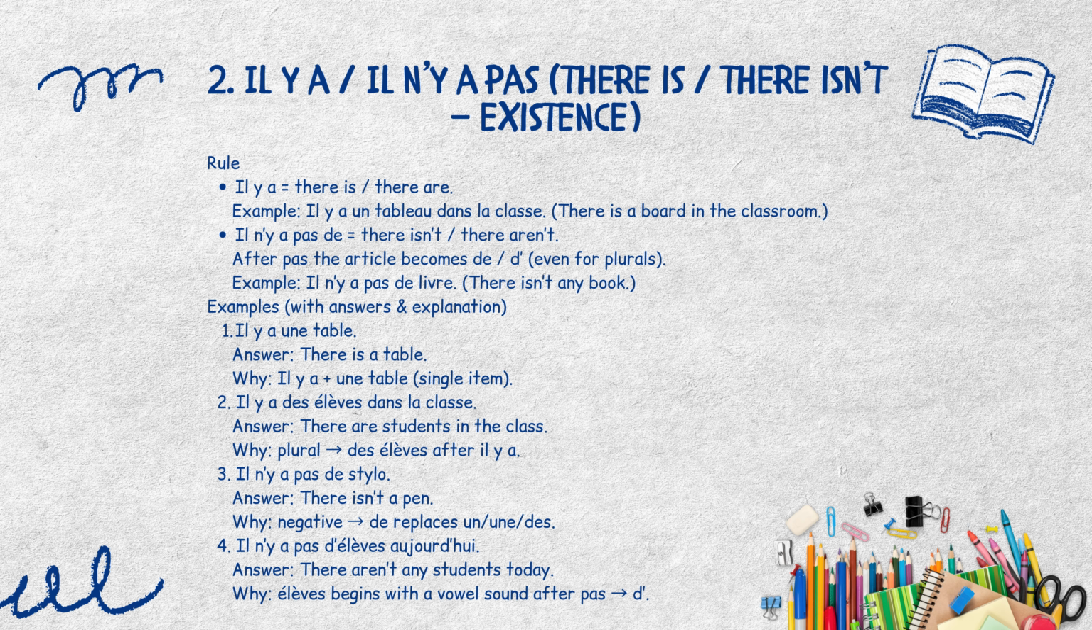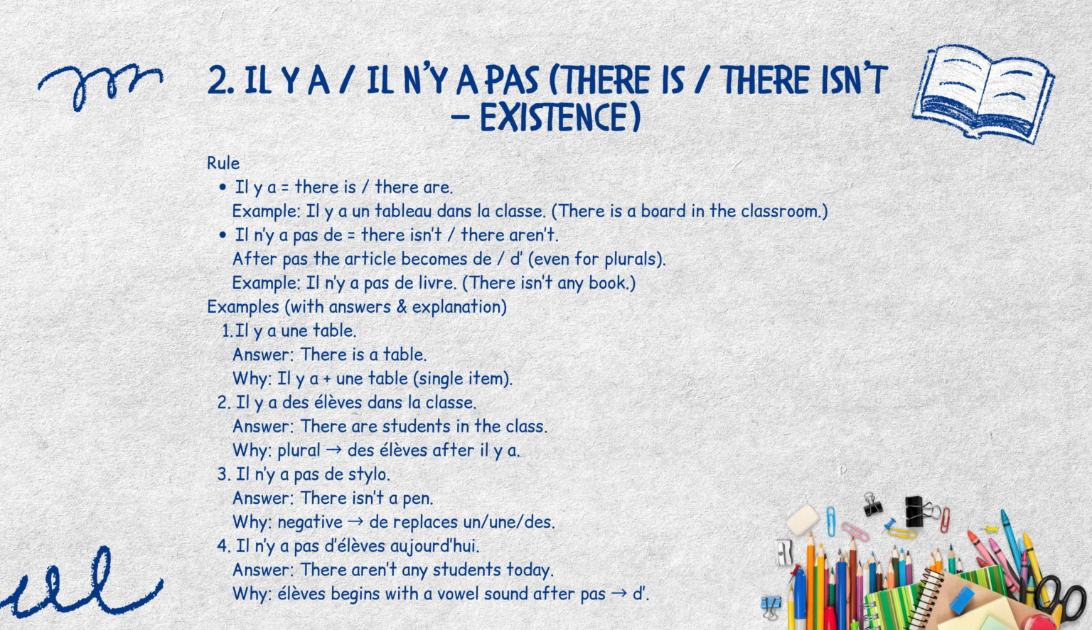In English, we say there is or there are to talk about the existence of something. In French, the expression il y a means exactly the same thing. There is or there are. It can be used for one thing or for many things. Let's look at the rule and how it works.